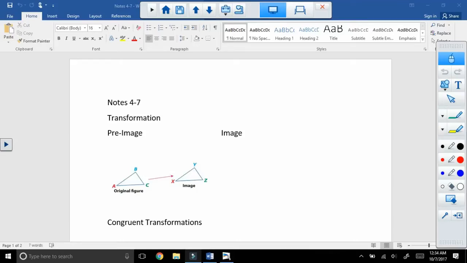Here we go, a short and sweet overview of transformations. We will look more at all of these when we get to, let's see, it's chapter 9 later on in geometry, but for right now we're just doing a quick overview.